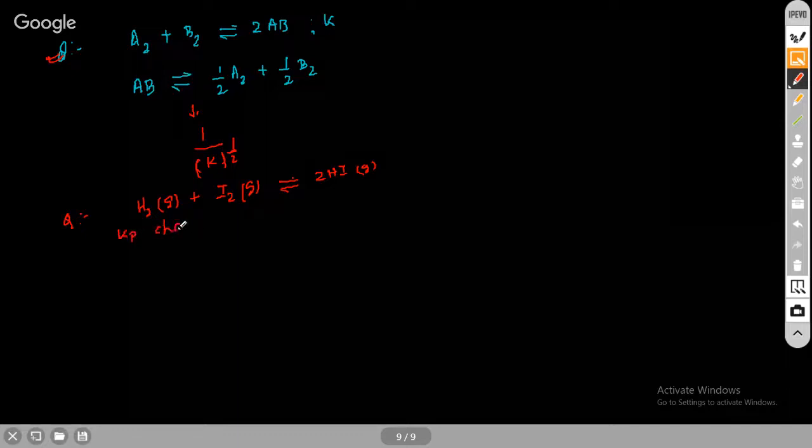Kp changes with. First option, total pressure, Pt. Second option, catalyst. Third option, amount of H2 and I2. And the last one is temperature.